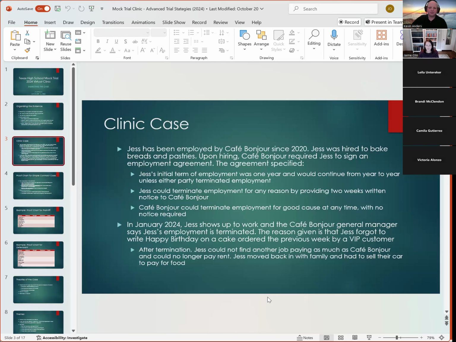So then the next thing we'd want to talk about is, did Cafe Bonjour breach the contract? And do we see any evidence for the contract said X, Y, and Z? Cafe Bonjour did something they weren't allowed to under the contract. That's a breach. So do we see anything in this fact pattern of Cafe Bonjour breaching the contract? Or on the other side, do we see anything about Cafe Bonjour not breaching, doing what they did, but it was permitted under the contract?